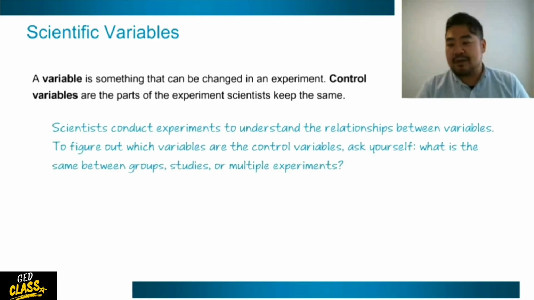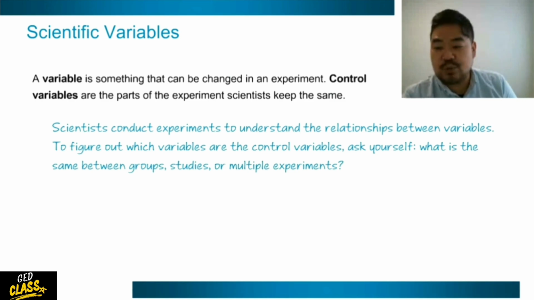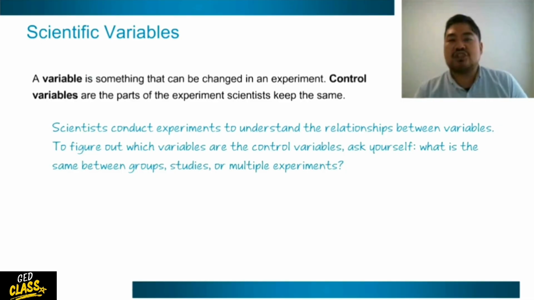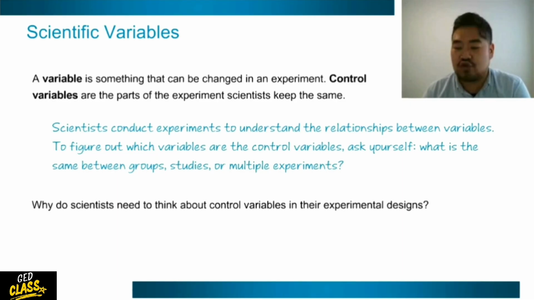Scientists will conduct experiments to understand the relationships between the variables. So you want to make sure that you have control variables. Like if everything changes, there's no way to make effective conclusions. So you always want to ask yourself, what is the same between the groups or the studies or the different experiments? That's going to be the control variables.